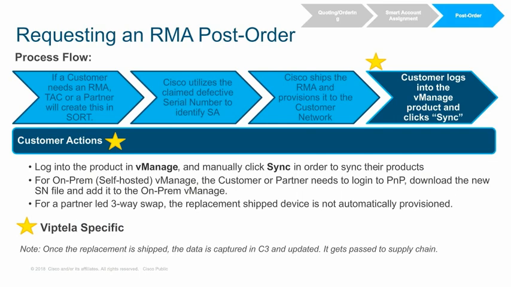Please note that for a partner-led three-way swap, the replacement shipped device is not automatically provisioned. Once the replacement is shipped, the data is captured in C3 and updated. It is then passed along to supply chain.